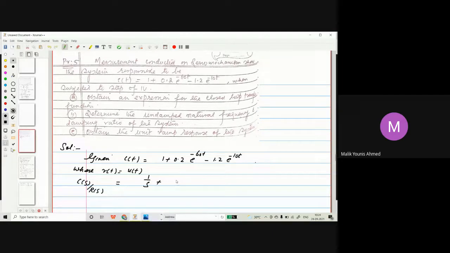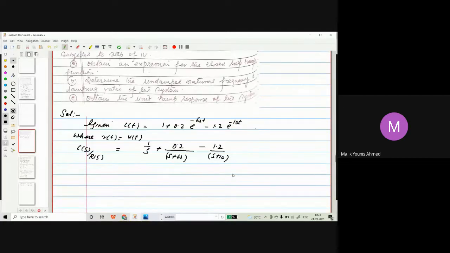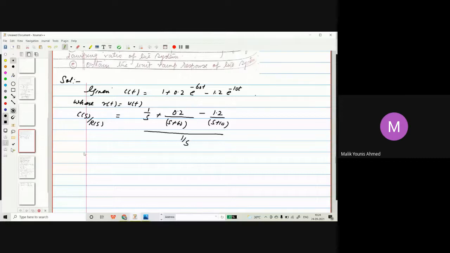0.2 का लैप्लस क्या हो जाएगा? 0.2 डिवाइड बाई एस प्लस. सिंपल लैप्लस, इनवर्स नहीं निकालना है. एस प्लस 60. इसका क्या हो जाएगा? -1/2 एस प्लस 10. ठीक है. Divided by what is the input? Input is step. That means that is 1 by s. Step 1 by s है. तो सॉल्व नहीं करूंगा मैं, इसको सॉल्व खुद करना पड़ेगा आपको.